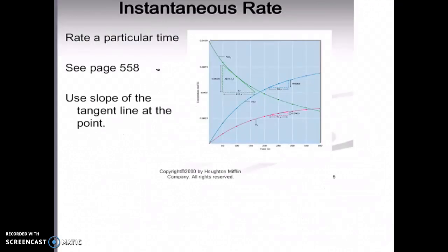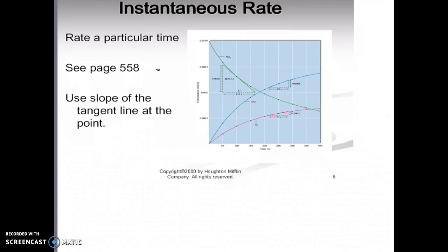We can calculate something called an instantaneous rate. An instantaneous rate is a rate at a particular time, and you can read more about this on page 558, I believe, in your textbook. Or you can look for this picture of this graph, and that's where they're talking about instantaneous rates. But what you will use is the slope of the tangent line at any given point.